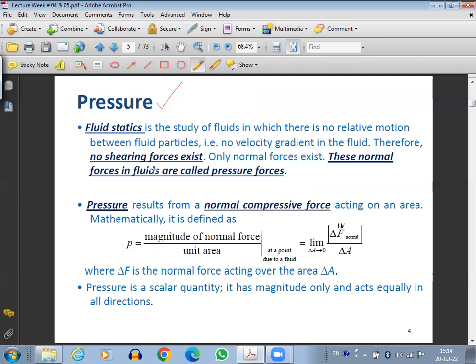Fluid statics is the study of fluids in which there is no relative motion between fluid particles, no velocity gradient in the fluid. You have to understand one thing. When we're talking about fluid, there's always a little motion in fluid. But when we say fluid statics, we are talking about a fluid where there is no bulk motion. Bulk motion is when you can actually see the fluid moving in a specific direction.